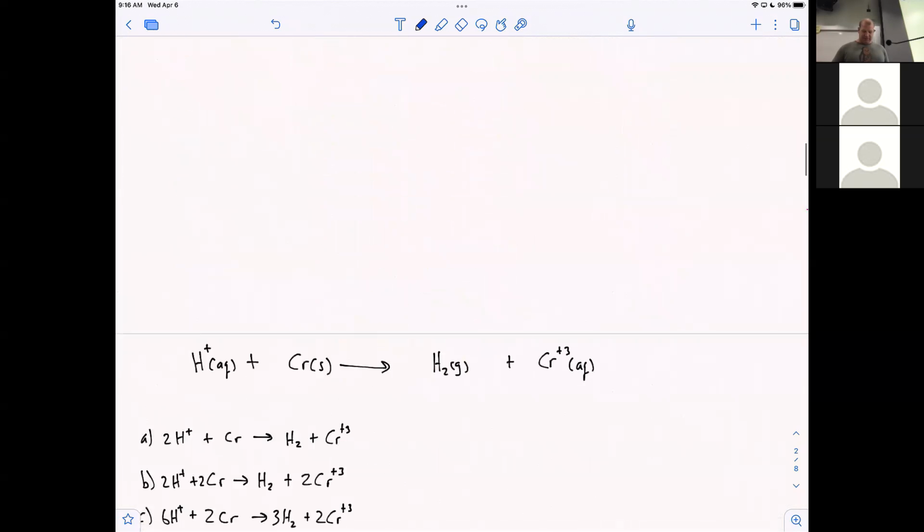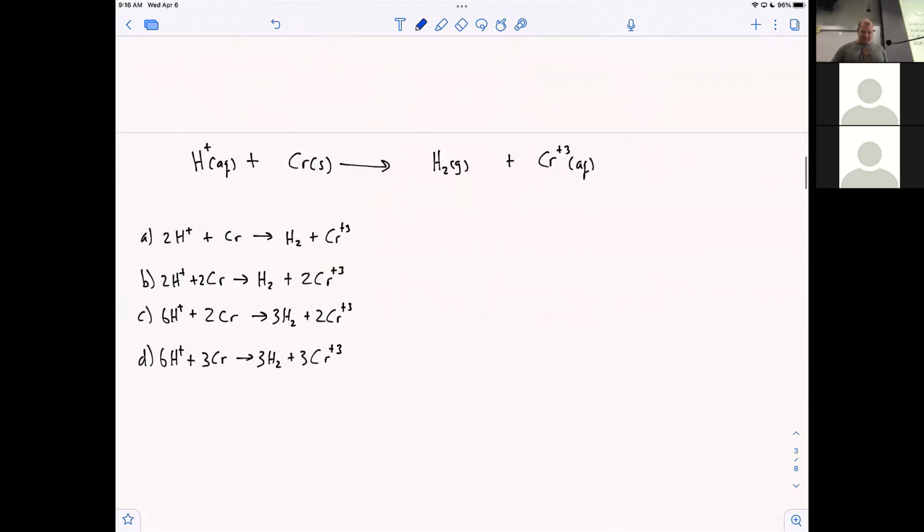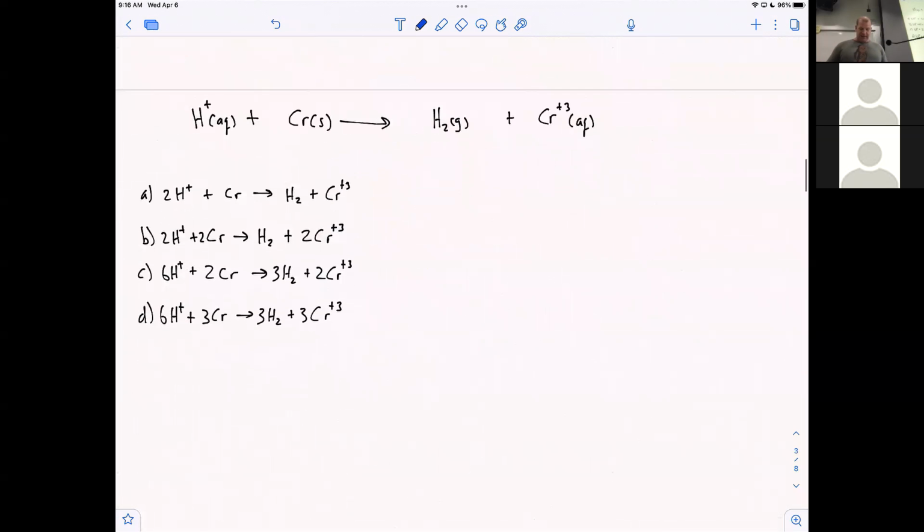So let's see if you can solve this one here. Hydrogen ion plus chromium metal goes to hydrogen gas and chromium plus 3. I'm going to give you a hint. Chromium goes to chromium plus 3 plus 3 electrons. What's the other half reaction? Can you think of it?